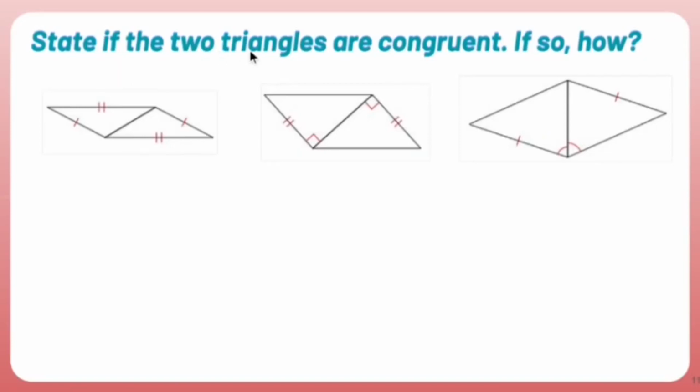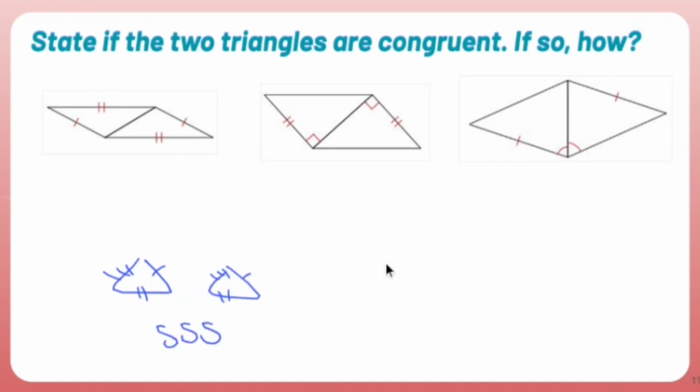State if the two triangles are congruent. If so, how? So we are going to look at 2 methods of triangle congruence. We are either going to deal with SSS, and SSS says if I have 3 sides of a triangle here that match up with 3 sides of a triangle over there, then these guys are congruent, SSS. And I'm also going to look at SAS.